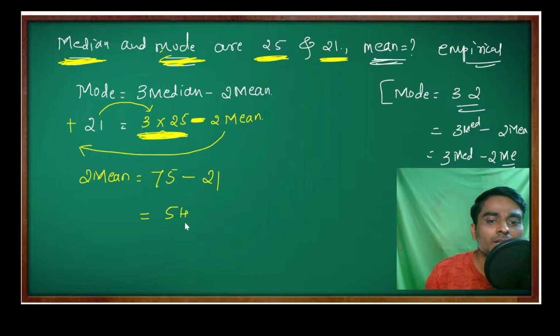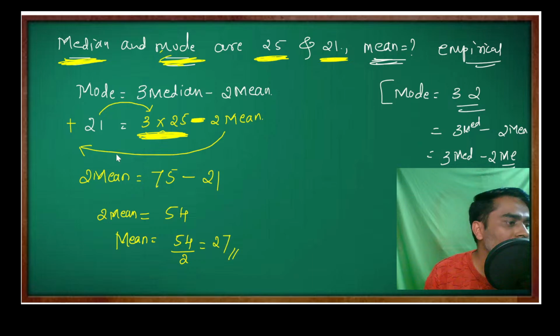54. And here I have how much? 2 mean. But I need mean. 54 by 2, 27. That's the answer. Very good. Everyone answered 27. Very good.